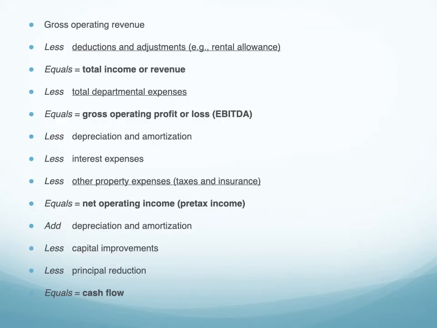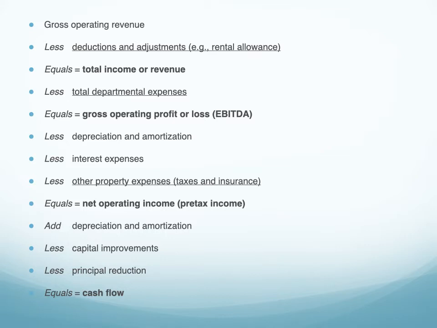Let's visualize cash flow. First, you start with your gross operating income. These are all your receipts that you receive from the residents, additional ancillary income that comes in, and then you subtract off any deductions or adjustments to that income, such as rental allowances or credits. And so then that equals your total income or revenue.